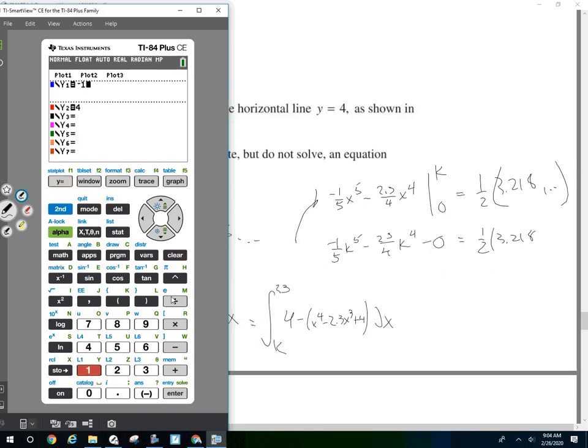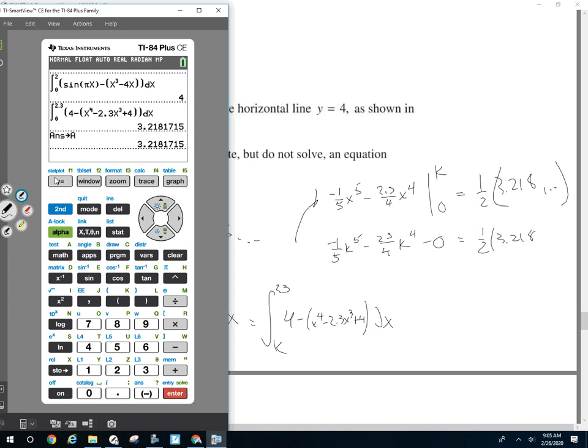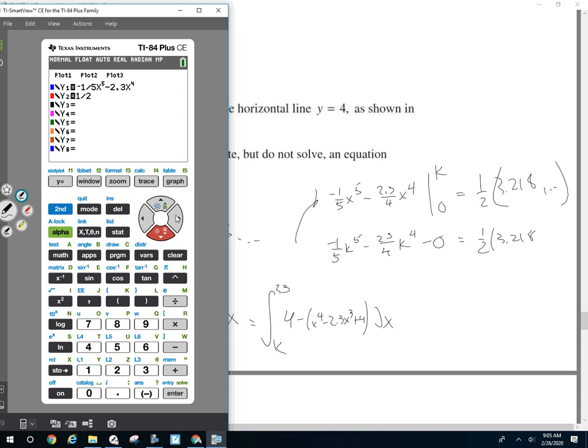Negative 1/5 k to the 5th minus 2.3 k to the 4th equals 1/2. What was that value? Let's just store this as a. And then you could do 1/2 that value of a.